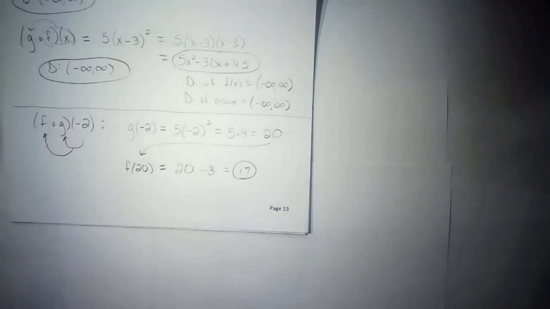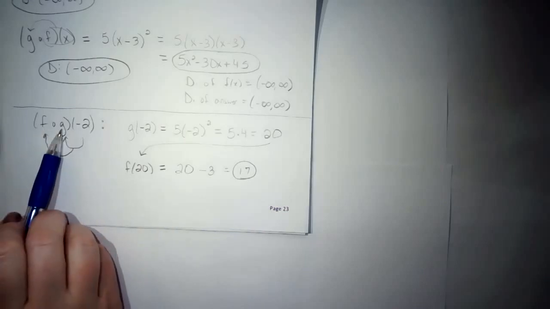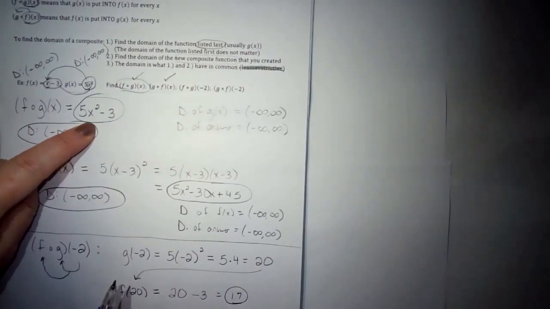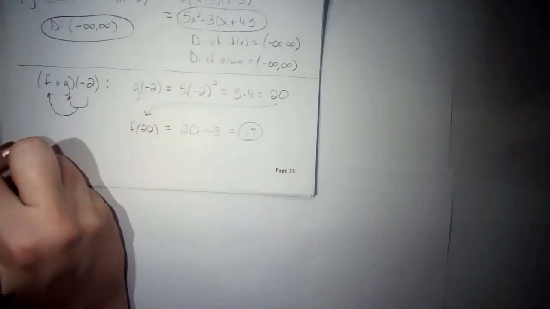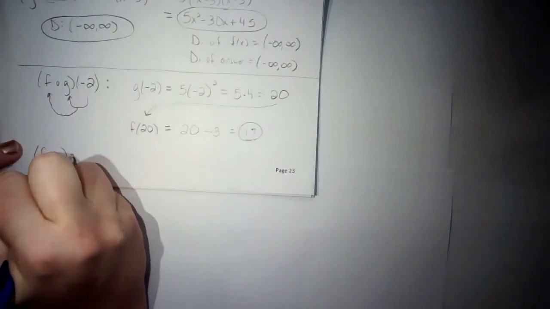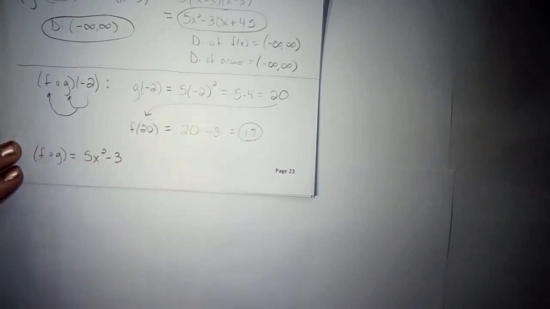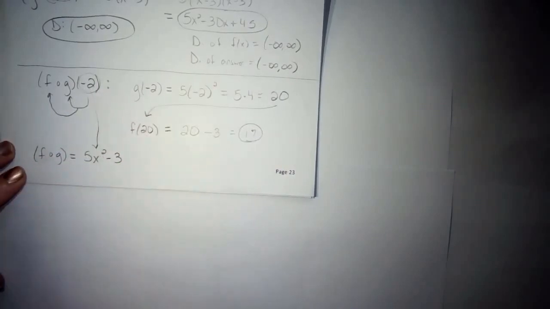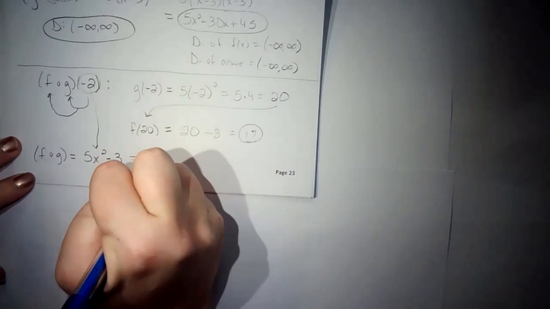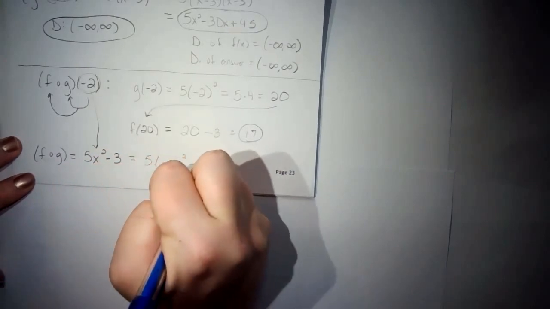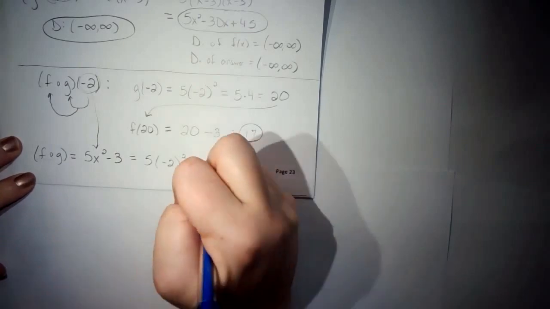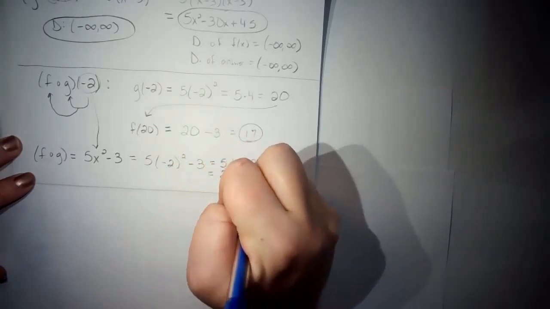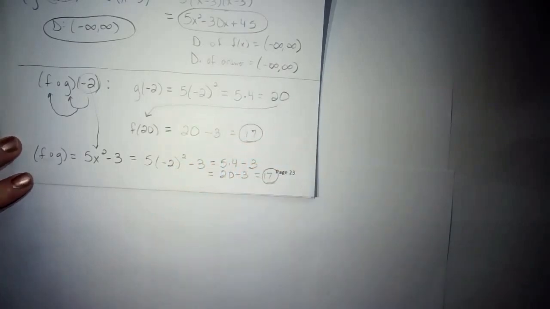The other way that you can do it is find f of g. Well, I already know f of g. F of g was up here. I found it. It's 5x squared minus 3, right? Now I can take the -2 and put it in here. So I can have 5 times -2 squared minus 3. This is going to be 5 times 4 minus 3, 20 minus 3, and you get the same answer.